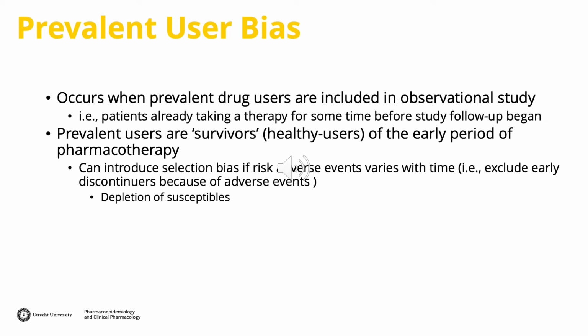This can introduce selection bias if the risk of adverse events varies with time. In this case, you're going to exclude early discontinuers of a medication because of adverse events, and this is called depletion of susceptibles. So overall, this means that patients who have been using a medication for quite a long time are probably very different than patients who used it for a short period of time and then had an adverse event. Of course, the people who have been using it for 10 years have been healthy. They haven't experienced any issues with the medications, so they've continued to use it. So those people are going to be very different from the group of patients who start off using a medication, since people tend to discontinue use of a medication for a lot of different reasons. So this is called prevalent user bias.